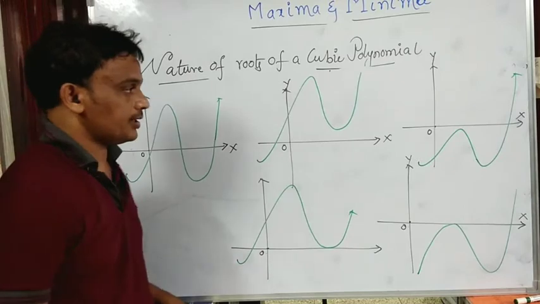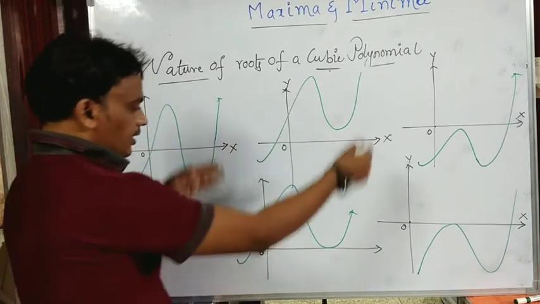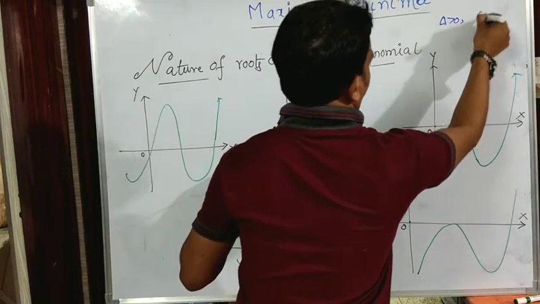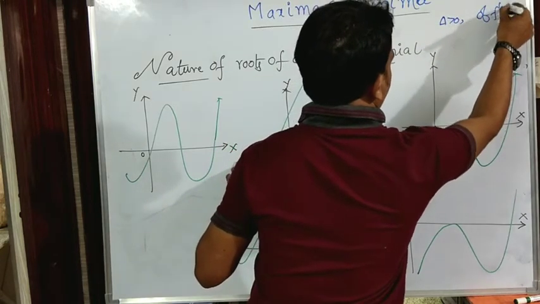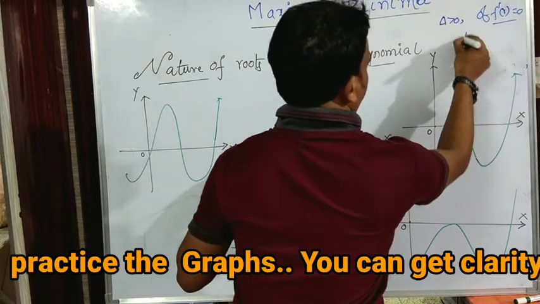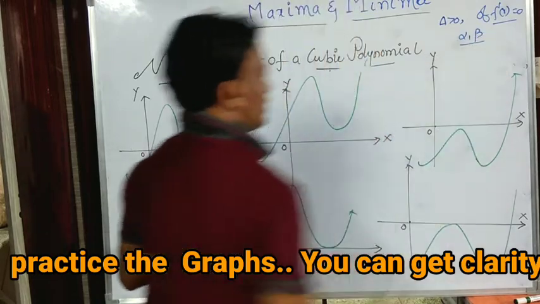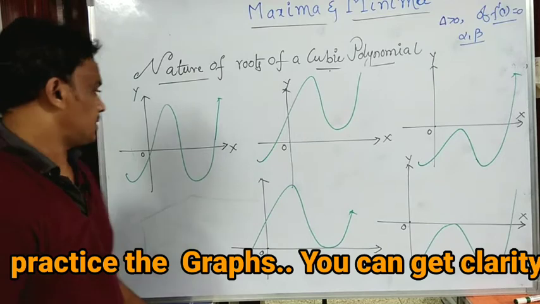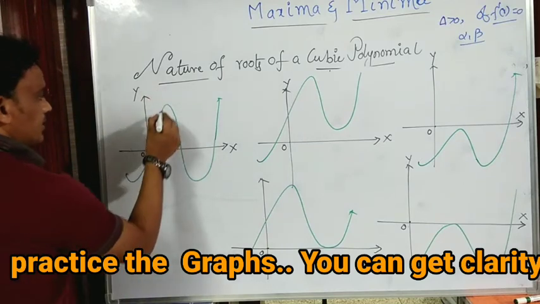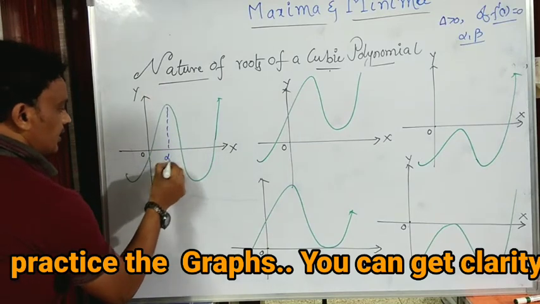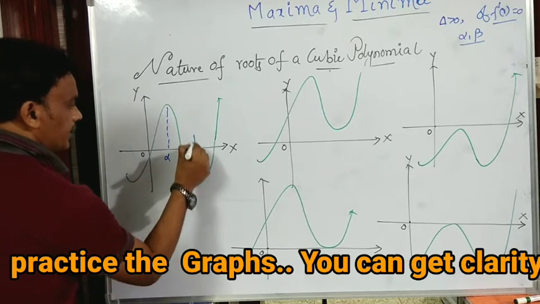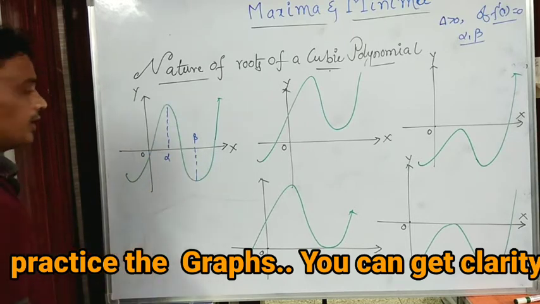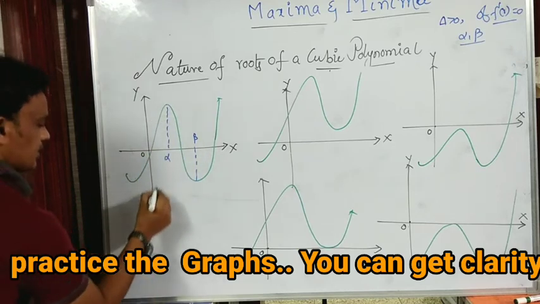Coming to this case, these are all the possibilities when delta is greater than 0 for f dash of x equals 0. In that case, alpha and beta are the stationary points. Am I right or not? So let us see the following cases. In the first case, it is alpha and it is beta. Here alpha is the maximum value and beta is the minimum value. So what can you say in that case?